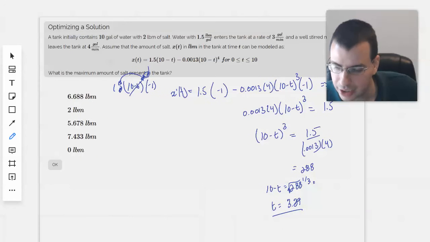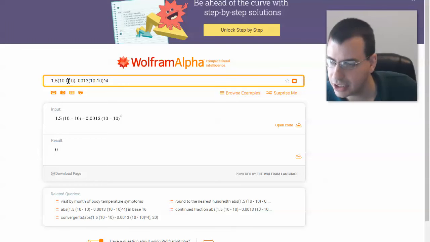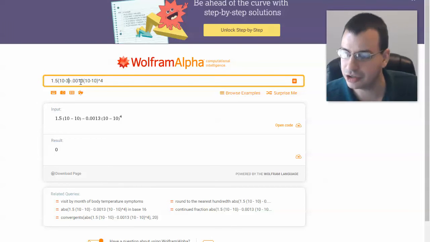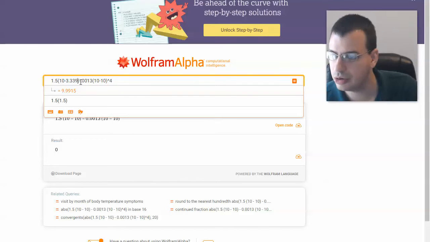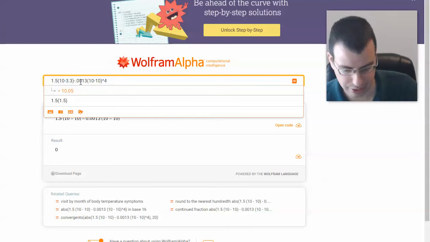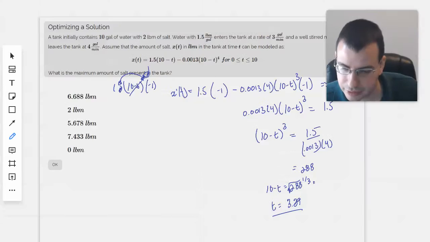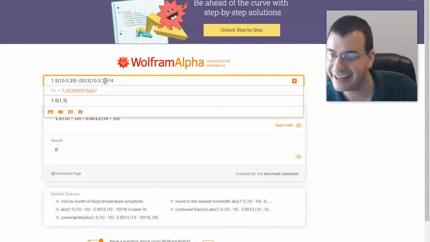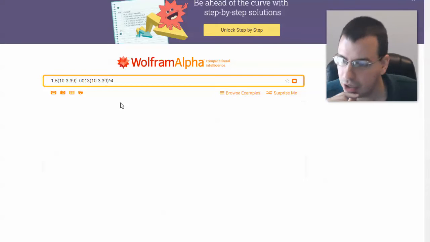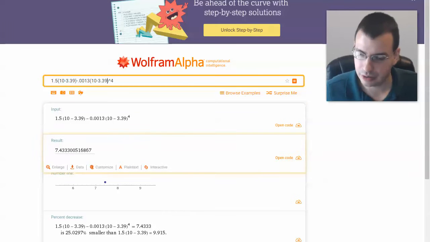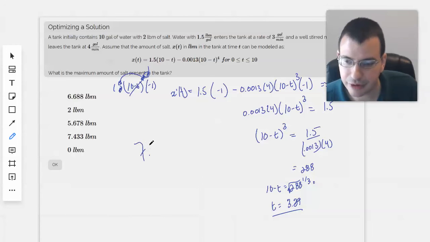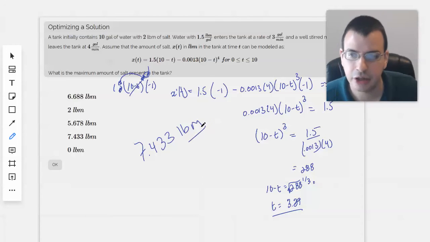Okay, so then we have a value of t equals 3.39. Remember that? You guys got it? I'm relying on you here. Don't fail me. Oh, my highlighting skills are terrible. Plugging in 3.39, we have 7.43. That's 7.43 pounds, and I guess mass.